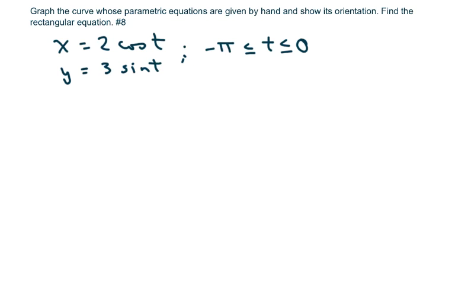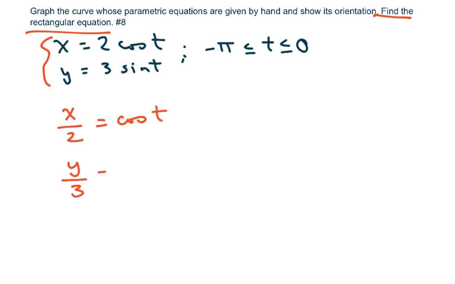Hi everyone, we're going to graph the curve whose parametric equations are given by hand and show its orientation. And the first thing we're going to do is find the rectangular equation because that helps us graph it better. I'm going to rewrite these equations first as x over 2 equals cosine of t and y over 3 equals sine of t. And notice our restrictions here.